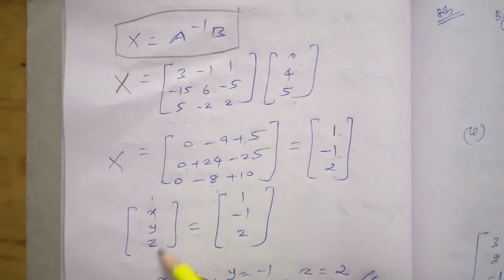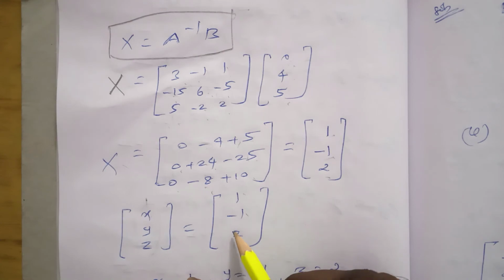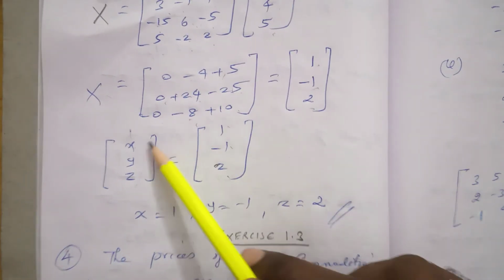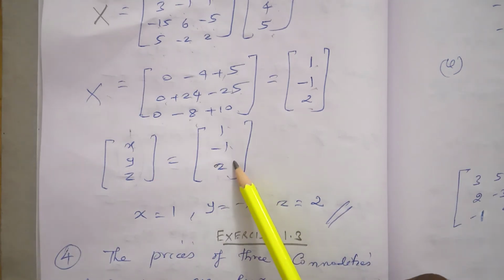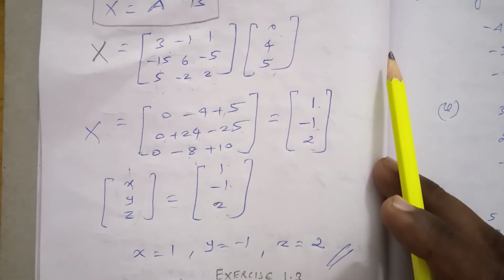Capital X can be taken as the 3 variables x, y, z equal to 1, minus 1, 2. So the final answer is x equal to 1, y equal to minus 1, and z equal to 2. Hence the problem is solved.